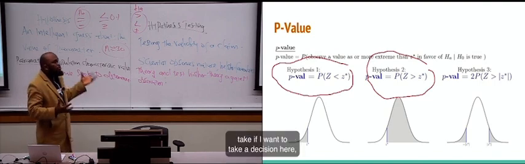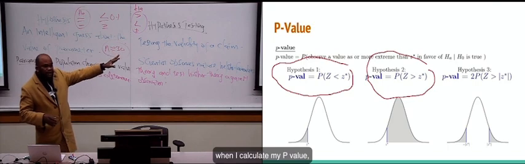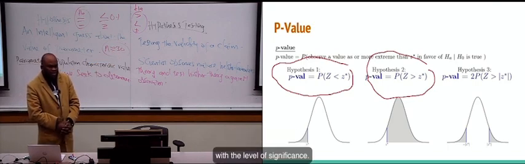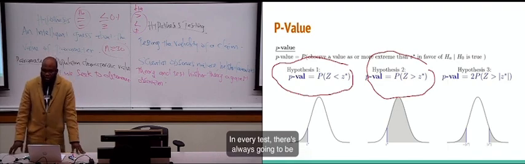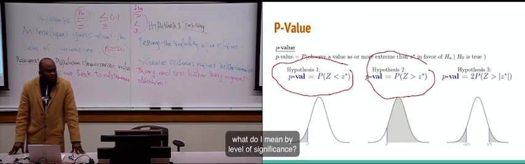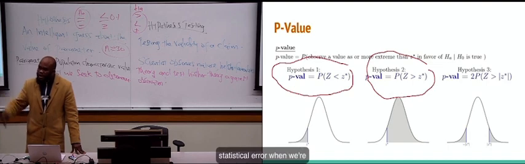So if I want to take a decision, when I calculate my p-value, I'm just going to compare my p-value with the level of significance. In every test, there's always going to be a level of significance given. What do I mean by level of significance? That's what we call alpha. That is the level of statistical error.